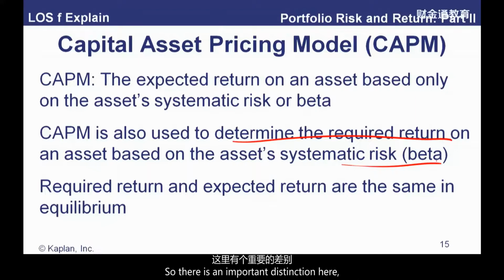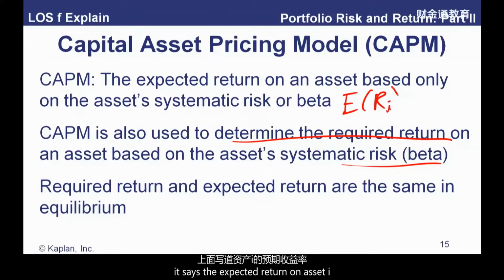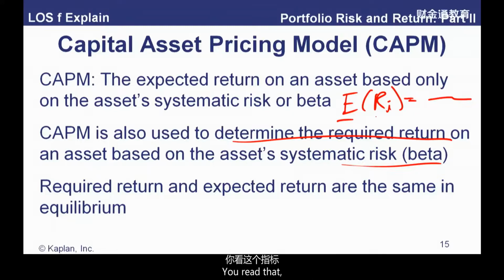So there's an important distinction here, all right? So if we go back to the last slide, it says the expected return on asset I is equal to, and then there's the formula, right? So this E is the expectations operator, right? You would read that: the expected return on I is equal to, and then there's the formula. Okay, but this is a required return model, right? So it's giving you the required return given that the beta is equal to 1.3 or whatever the beta was.